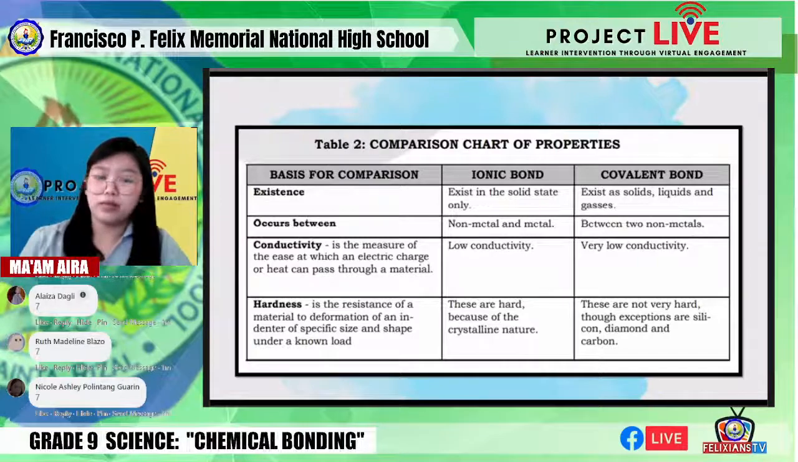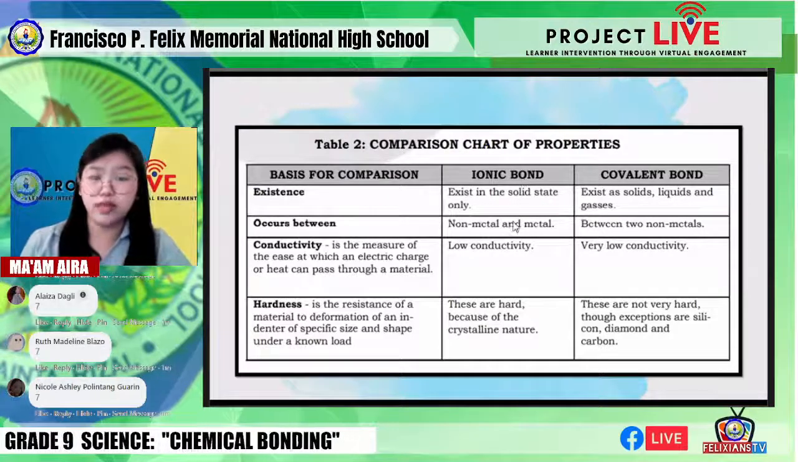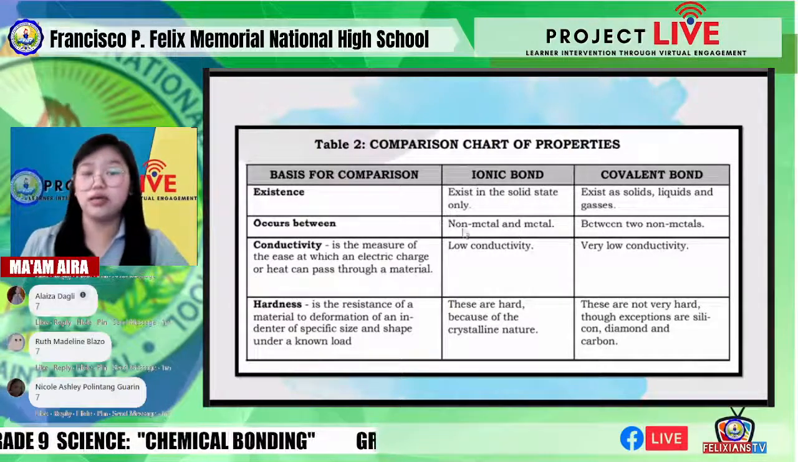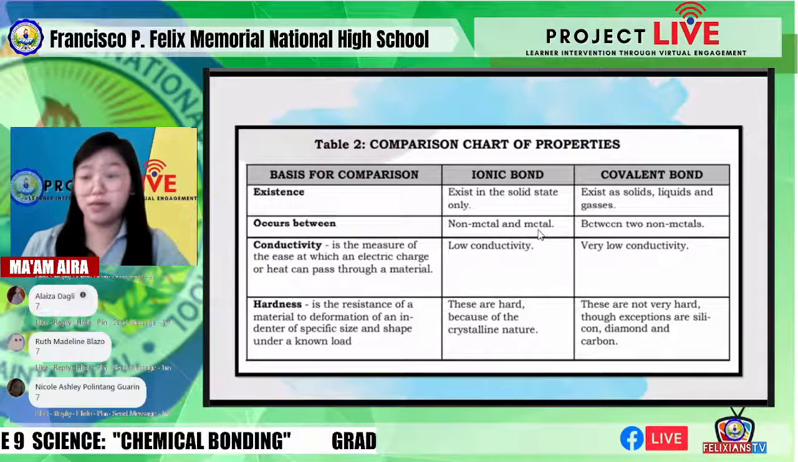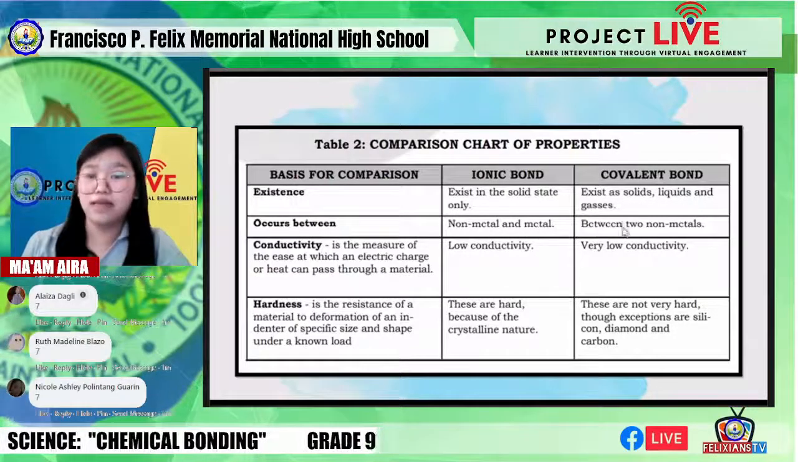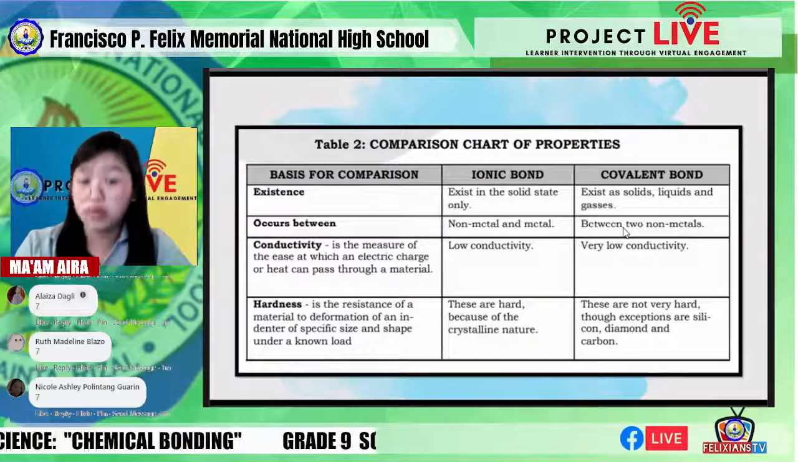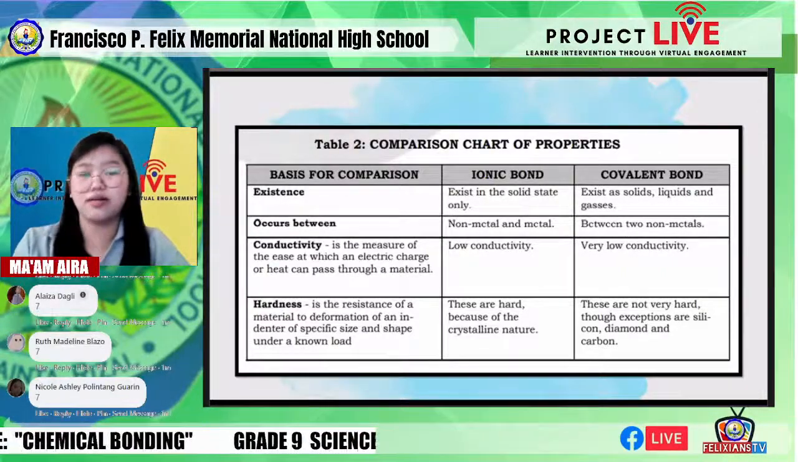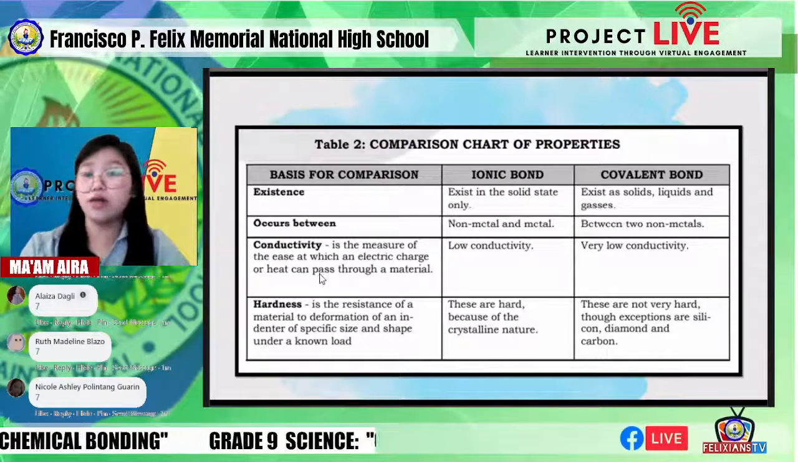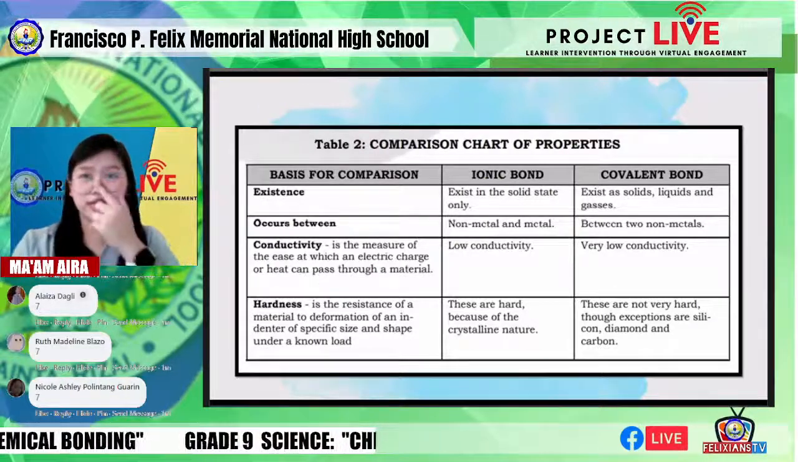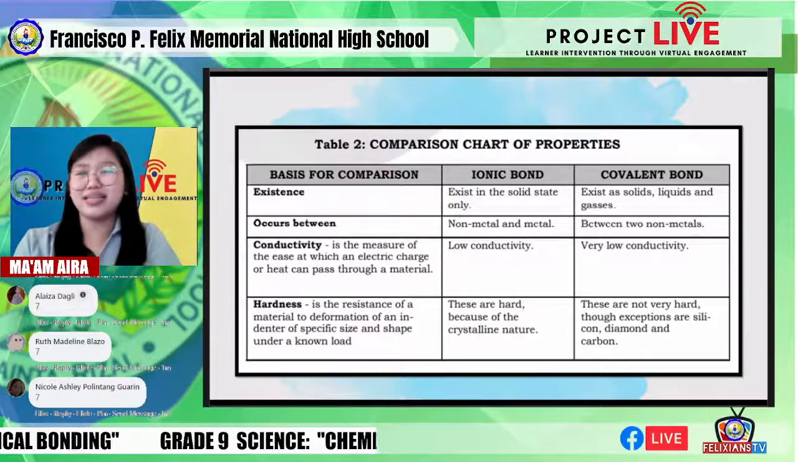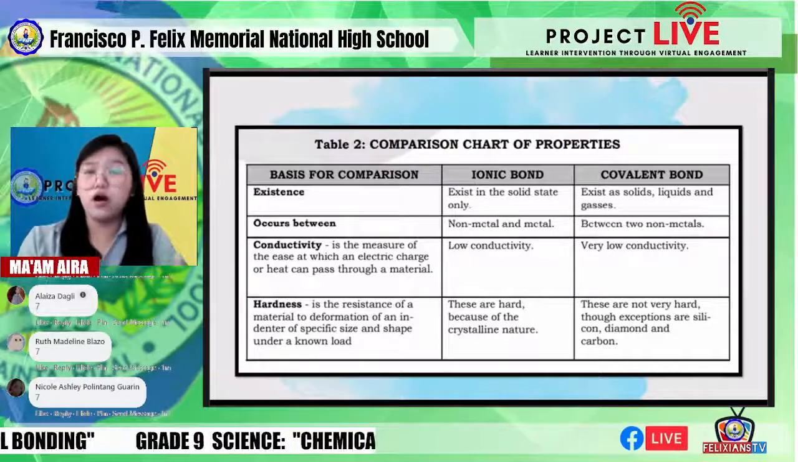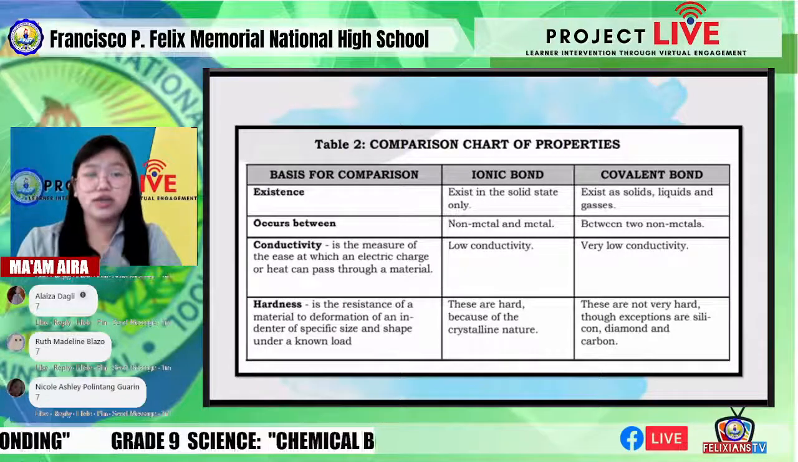Okay? So this one, ionic bonding happens only between a non-metal and a metal element. Covalent between two non-metals or one non-metal and a metalloid. Alright? Conductivity, when we talk about conductivity, it is a property of an object that allows the passing through of electric charge or heat through them.